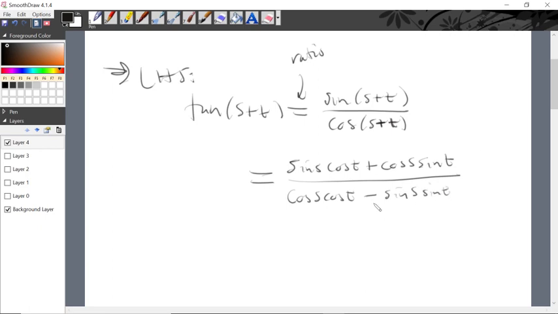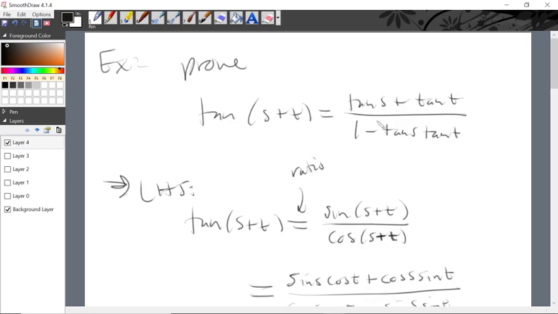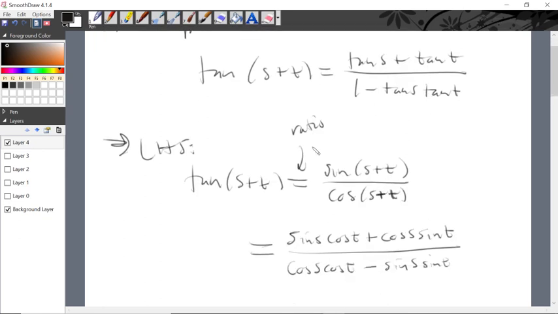Now we want to get this to convert into this. How do we get it to look like that? Well, we'll take a look at the form here. Notice on the numerator, we have a sum of 2 terms. And the denominator, we also have 2 terms. But there's a difference between the 2 terms. Well, we already have a sum of 2 terms here and a difference of 2 terms here. So that's good.